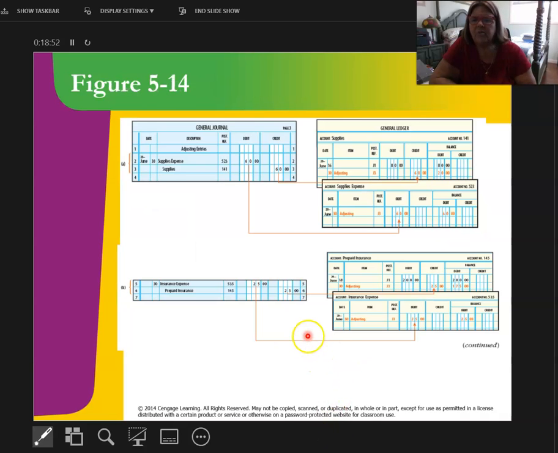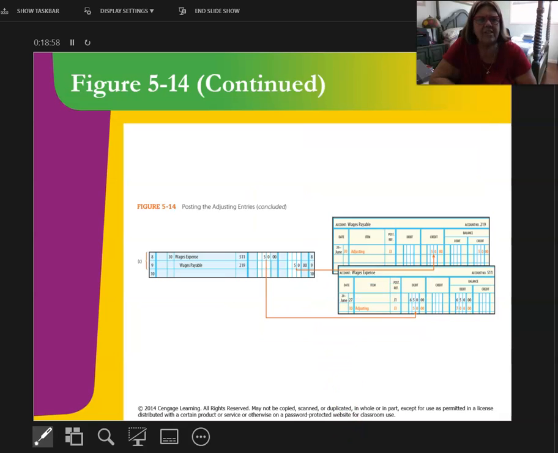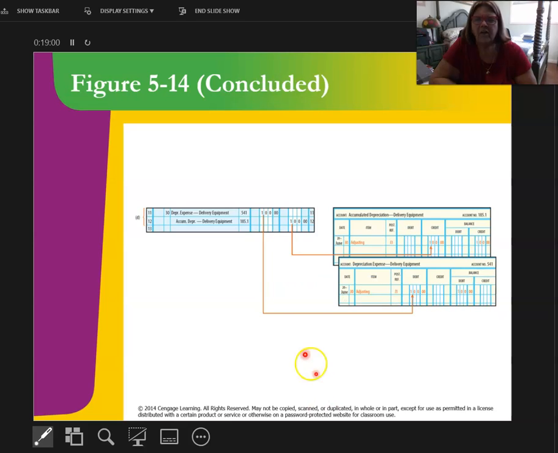So here's what it looks like. These are the two we've already seen. Here is my actual, and we've seen this one already too. So this is the actual journal entry right here, and here's me posting it to the ledgers.